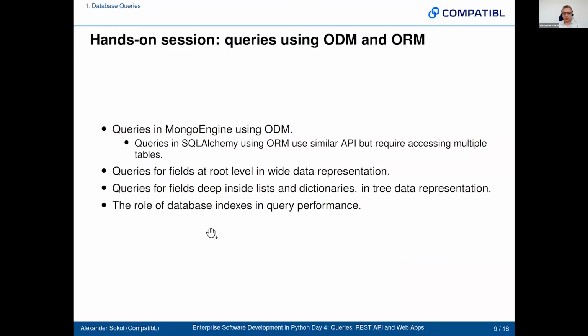So we don't have time for multiple. So I'm going to show the Mongo engine UDM queries. But all of the other ones are conceptually the same, even though the syntax is different, right? But once you understand the concept, you'll be able to quickly learn the new syntax. And we will learn about how to query for fields at root level using wide data representation, how to query for fields deep inside lists and dictionaries in tree data representation. Sorry, there's a typo here. There shouldn't be a dot. And the role of database indexes in query performance, even though I'll probably just mostly talk about it because we need to finish building our sandcastle and leave some time to talk about the certificate and what's next.